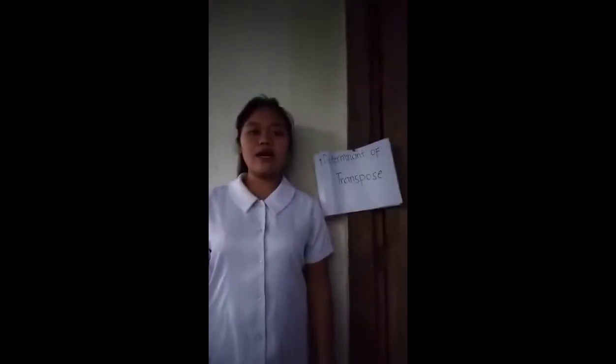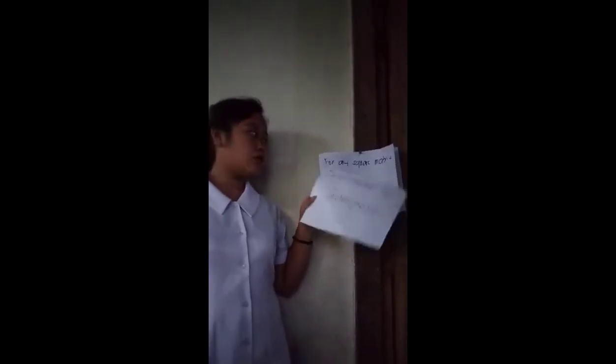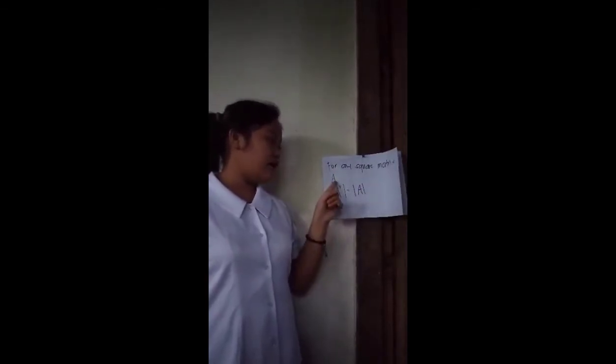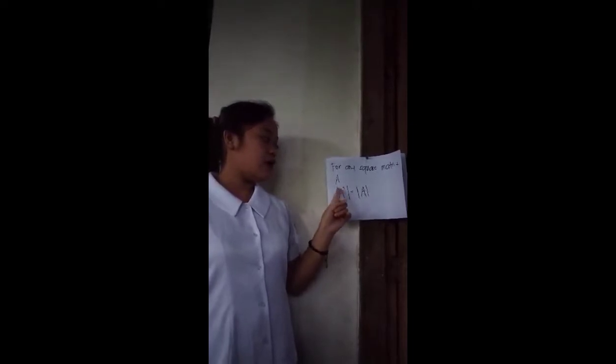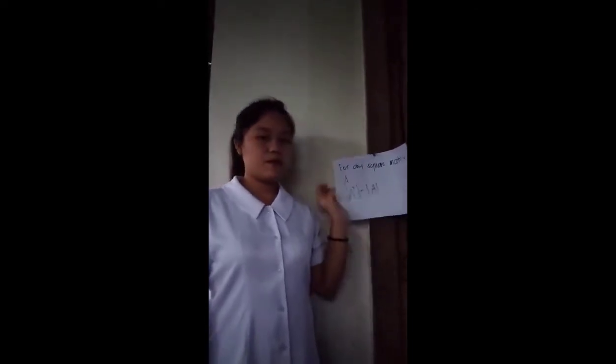As we already know what transpose means, this time we're going to talk about the determinant of a transpose. Everyone, now let's talk about the determinant of transpose. So what is the determinant of transpose? It is said that for any square matrix A, the determinant of the transpose of A is equal to the determinant of A.